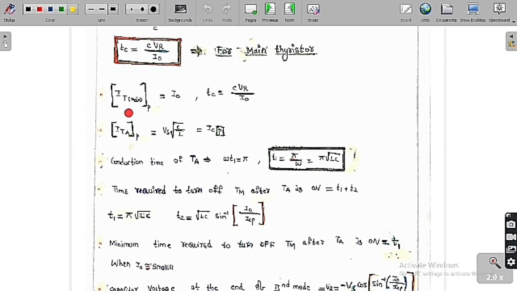Now if you want to find the minimum current faced by the main thyristor, the peak value of the current in the main thyristor is equal to I naught, which we can see from the graph itself. The circuit turn off time is equal to C into VR by I naught, and the peak value of the current in the auxiliary thyristor is equal to Vs into the square root of C by L, which is simply Ic of P. It is also equal to the peak value of the capacitor current.